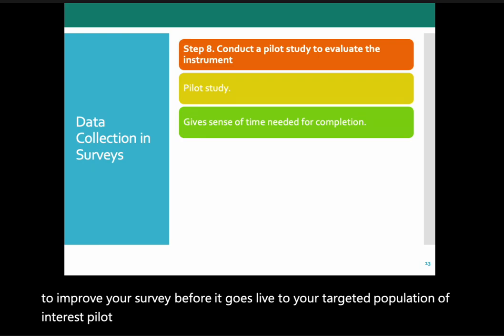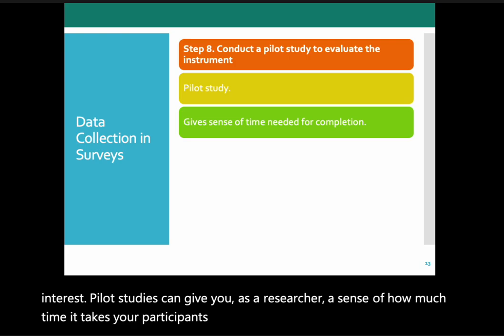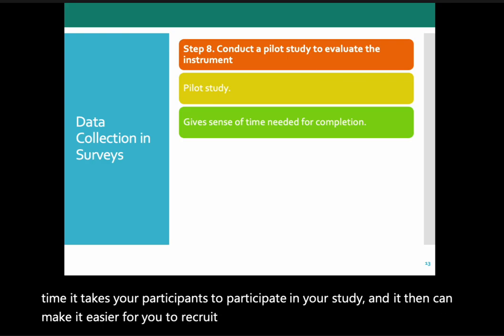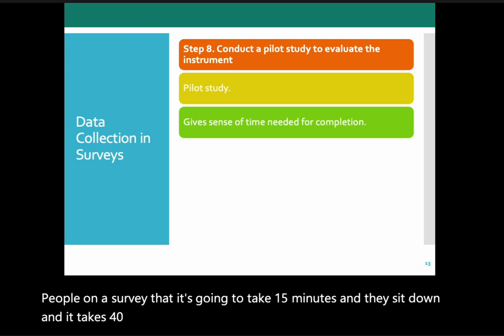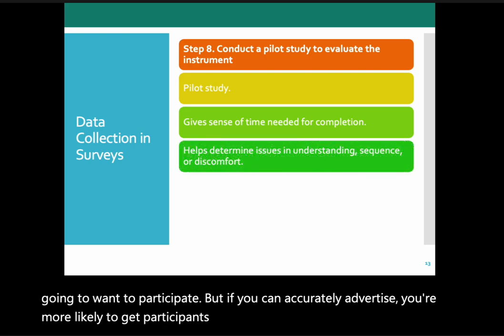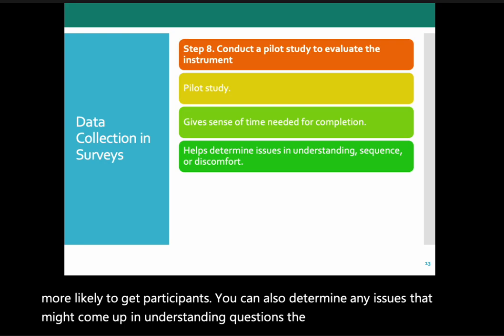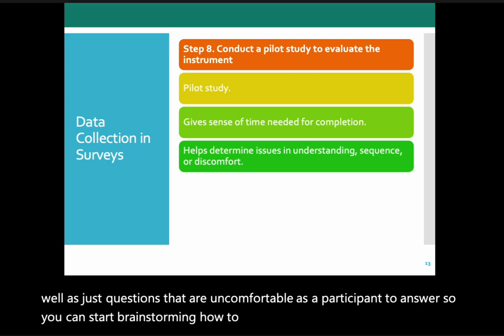Pilot studies can give you as a researcher a sense of how much time it takes your participants to participate in your study. And it then can make it easier for you to recruit participants. If you tell people on a survey that it's going to take 15 minutes and they sit down and it takes 45 minutes, word's going to get around and people aren't going to want to participate. But if you can accurately advertise, you're more likely to get participants. You can also determine any issues that might come up in understanding questions, the sequence of questions, as well as just questions that are uncomfortable as a participant to answer, so you can start brainstorming how to mitigate that discomfort.